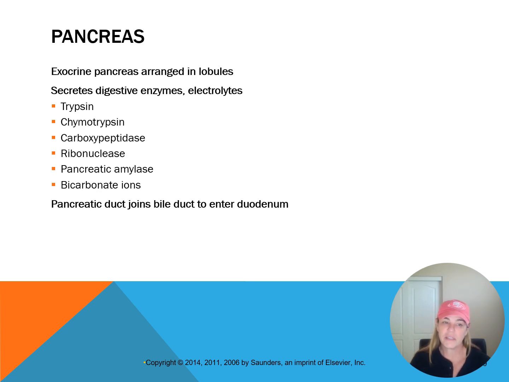The pancreas has not only hormones, but also enzymes that help to break down the food. Digestive enzymes and electrolytes include trypsin, chymotrypsin, carboxypeptidase, ribonuclease, pancreatic amylase, and bicarbonate ions. You also have a pancreatic duct that joins the bile duct and enters the duodenum. This is where it helps to continue to break down food and help to absorb food.